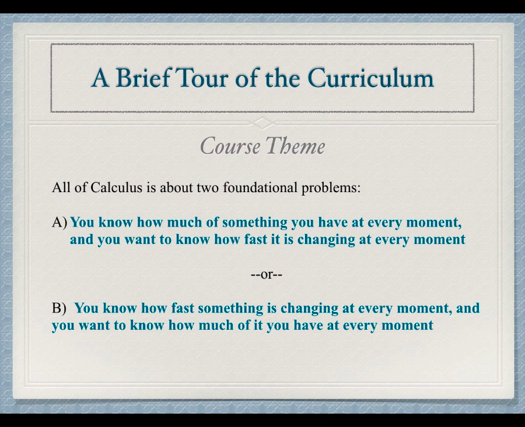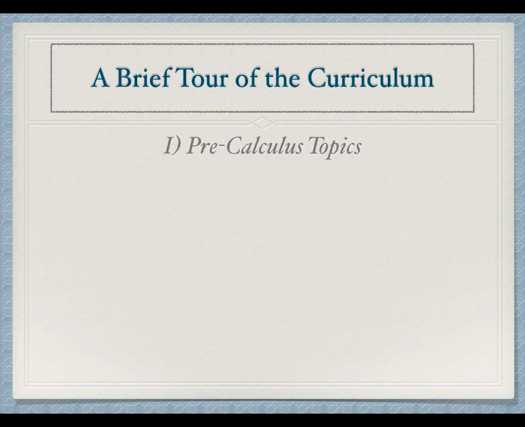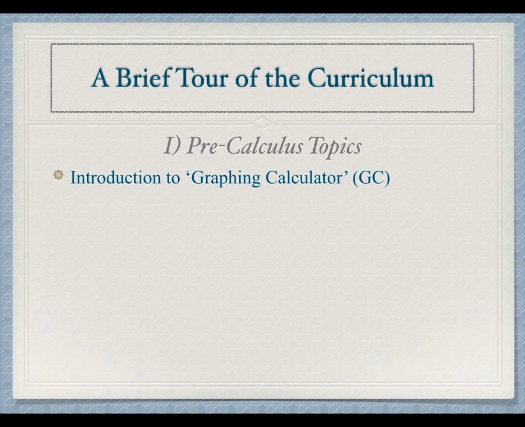Okay, what are we working on now? Is it endeavor A or is it endeavor B? We start with some pre-calculus topics. We introduce them to the graphing calculator GC, which I'll show you in a moment. We really work on function notation with them, not as a plug and chug exercise, but as representation of dependent variables of a function.